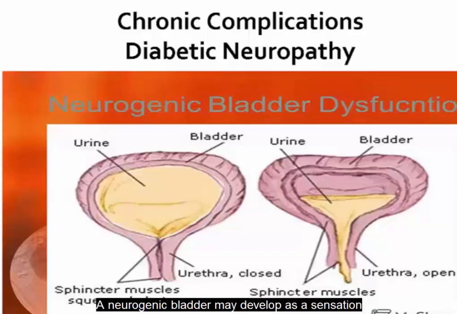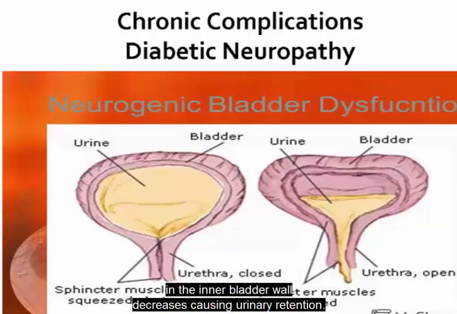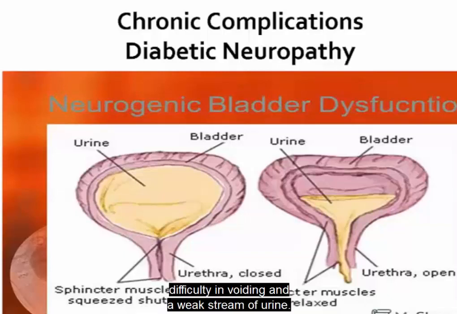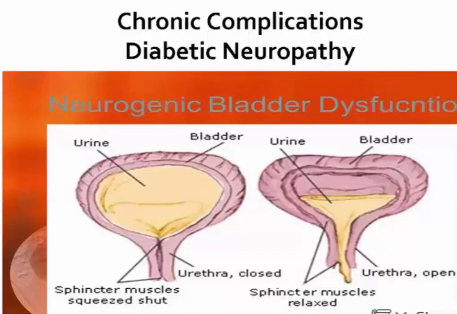A neurogenic bladder may develop as sensation in the inner bladder wall decreases, causing urinary retention. A patient with retention has infrequent voiding, difficulty in voiding, and a weak stream of urine.